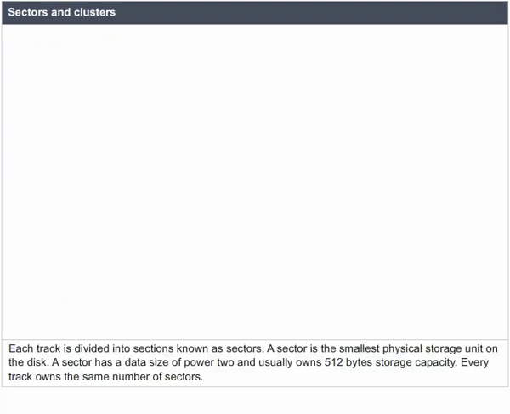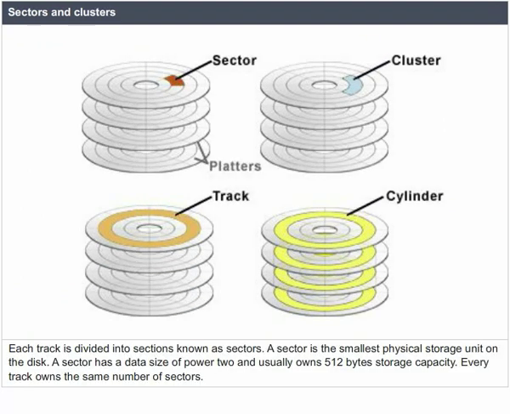Sectors and clusters. Each track is divided into sections known as sectors. A sector is the smallest physical storage unit on the disk. A sector has a data size of power 2 and usually owns 512 byte storage capacity. Every track owns the same number of sectors.